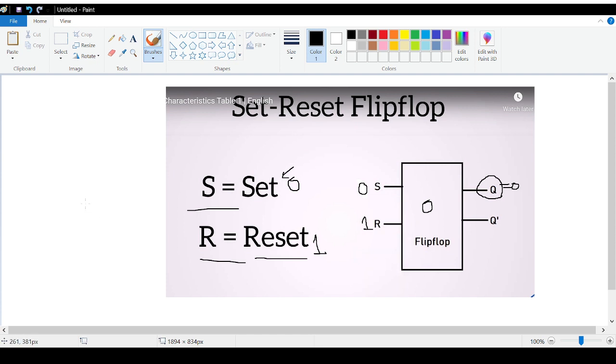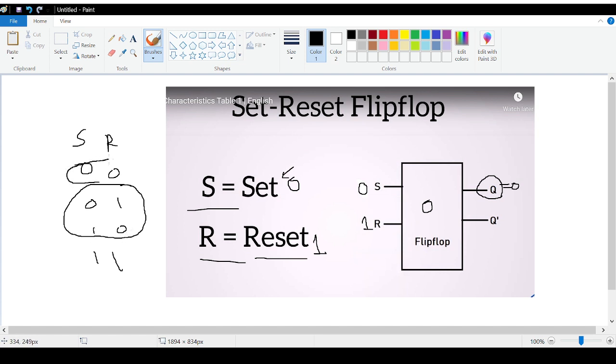Alright, so this is how we store the values 0 and 1 inside the flip-flop. Since there is SR, there should be 4 combinations: 0 0, 0 1, 1 0 and 1 1. You've already learned that if S is 0 and R is 1, then the value stored is 0. If S is 1 and R is 0, then the value stored is 1.